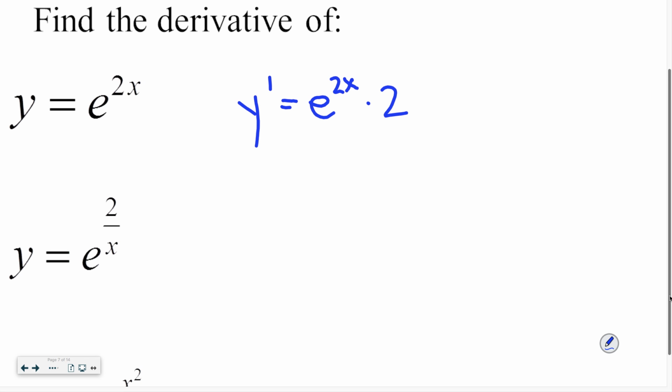So the derivative is actually bigger than the original? Yes. E to the x's derivative is e to the x. But as soon as you make it a composition, we have to worry about the chain rule, Alex. Well, I was thinking the derivative would be smaller. No, not necessarily. There's no hard and fast rule for that. Okay. All right, y equals e to the 2 over x.